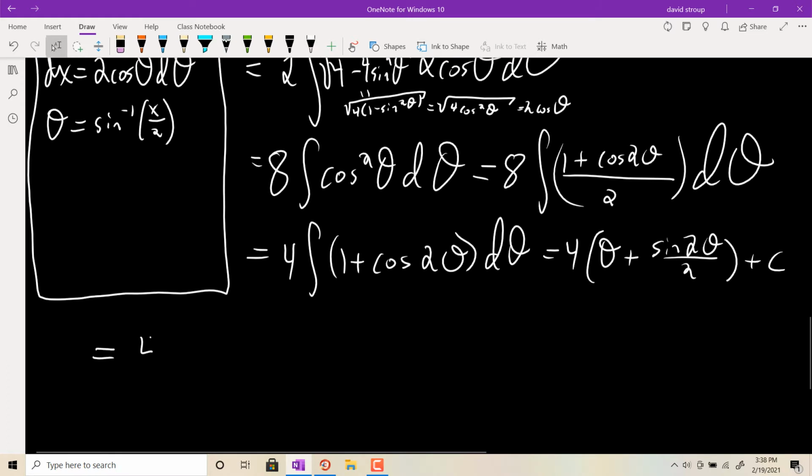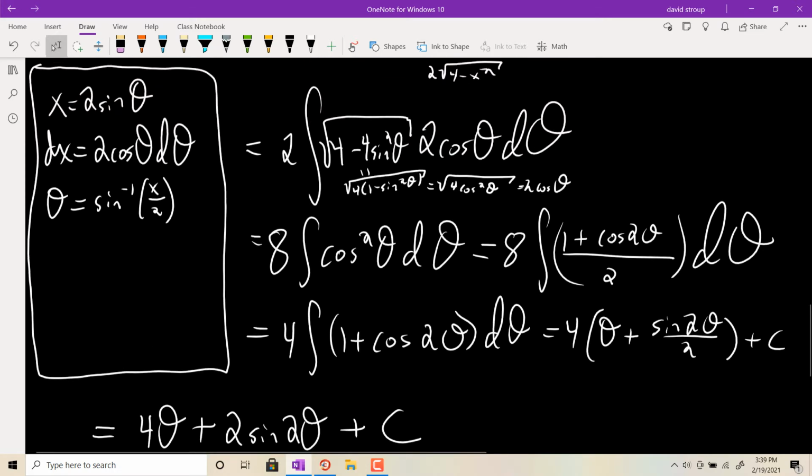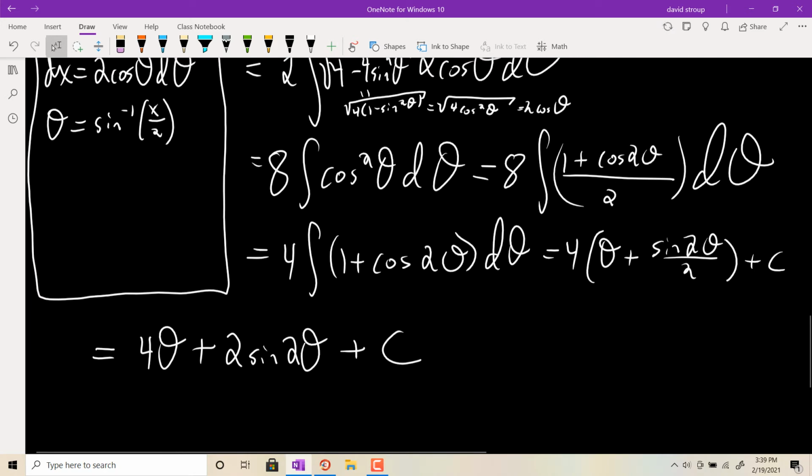Right, so I have 4 theta plus 4 times sine of 2 theta over 2, which is the same as 2 sine of 2 theta, plus c. Okay. The 4 theta, we can do an easy substitution on that. So it's just going to be 4 sine inverse of x over 2. This thing is a big troublemaker, though. Okay, so how am I going to deal with that?